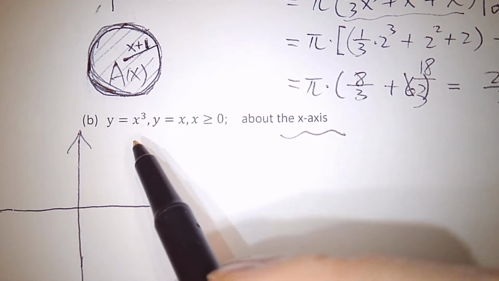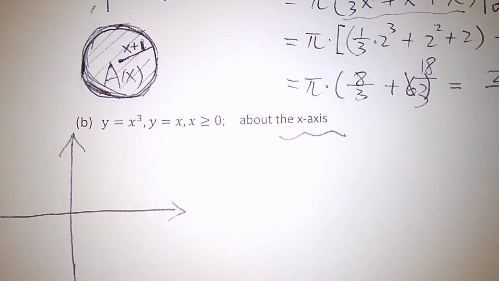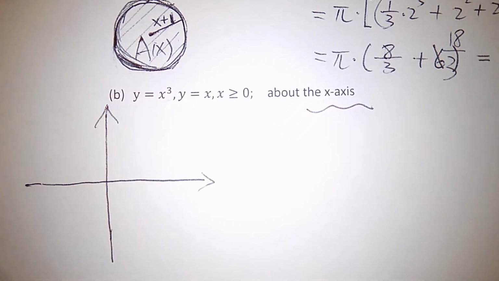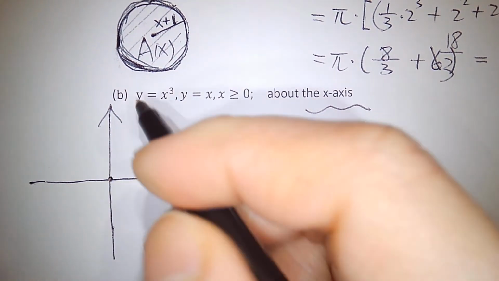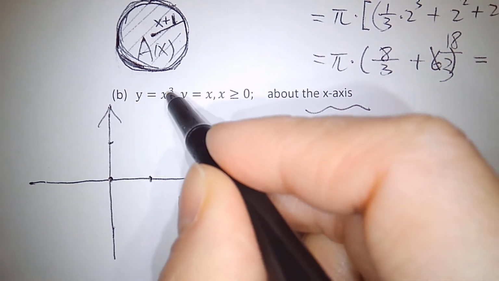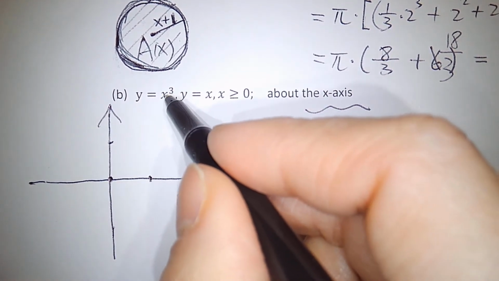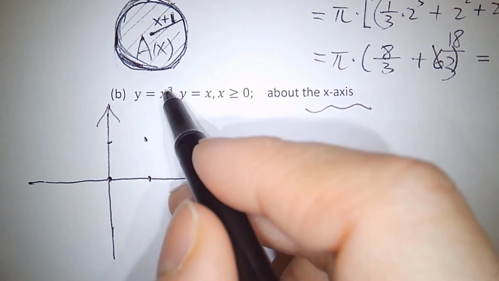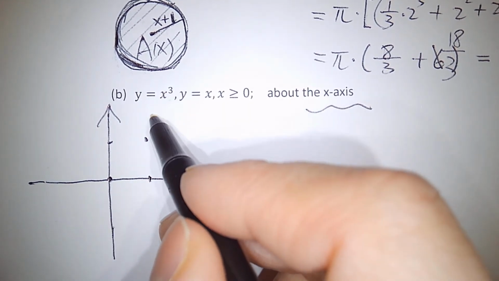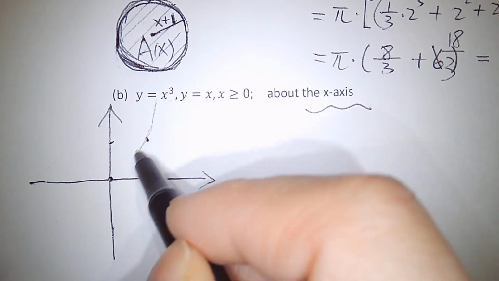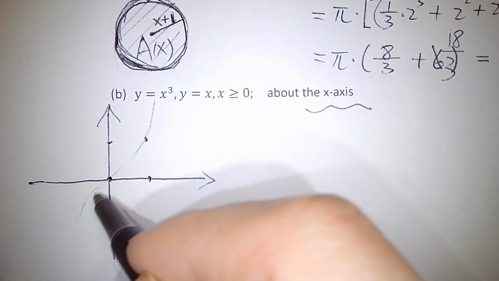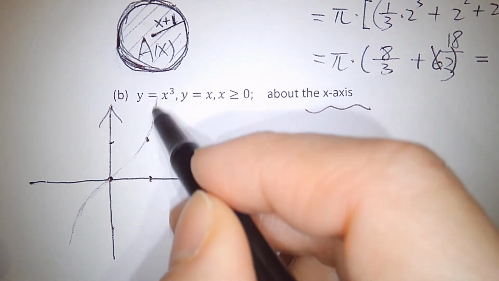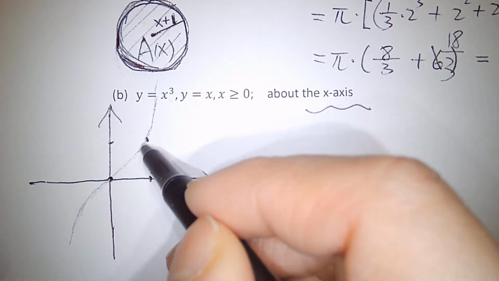Y equals x cubed. How to draw y equals x cubed? When x equals 0, y equals 0. When x equals 1, y equals 1, right? When x equals negative 1, y equals negative 1. So, briefly, y equals x cubed looks like this, right? Briefly picture.